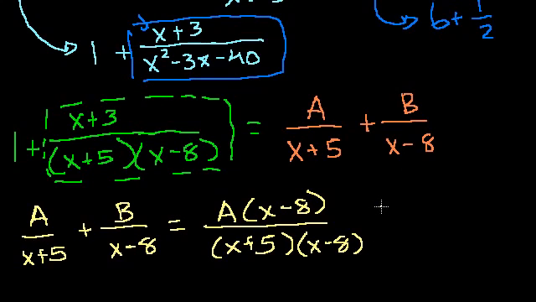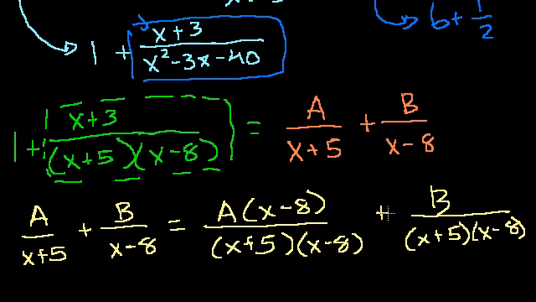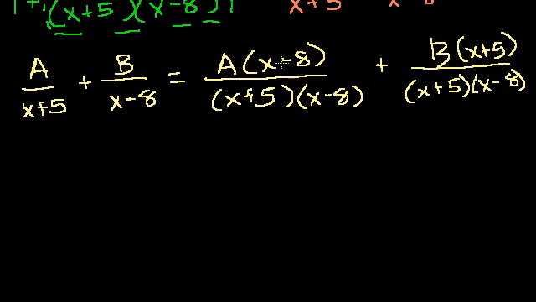And then you could add that to get the common denominator, x plus 5 times x minus 8. And it would be b times x plus 5. Right? Important to realize that this term is the exact same thing as this term if you just cancel the x minus 8 out. And this term is the exact same thing as this term if you just cancel the x plus 5s out. But now that we have an actual common denominator, we can add them together.